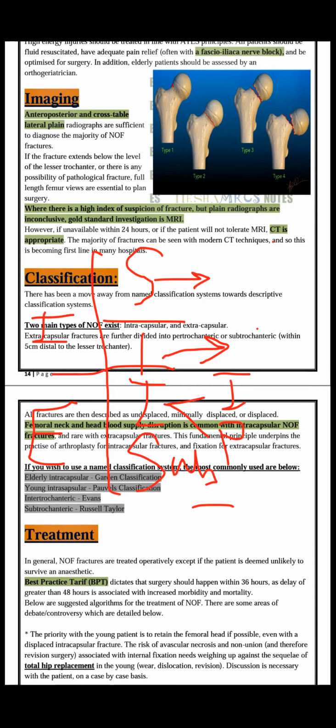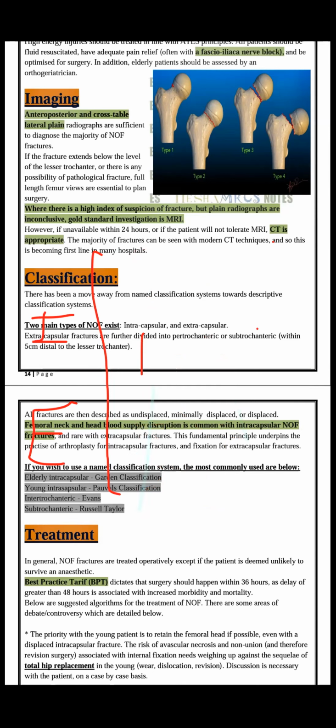Take care. Intracapsular fractures are more liable to disruption of their blood supply, so they are more liable to avascular necrosis. There are different classifications for intracapsular and extracapsular fractures. We discussed the Garden classification for old age intracapsular, but we have other names only for fractures: young intracapsular, Pauwels; intertrochanteric, Evans; and subtrochanteric, Russell-Taylor. Just keep their names only.